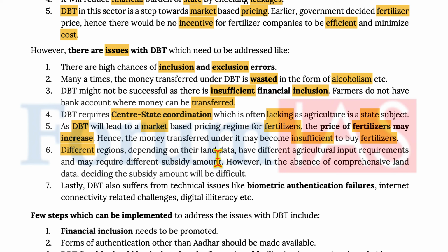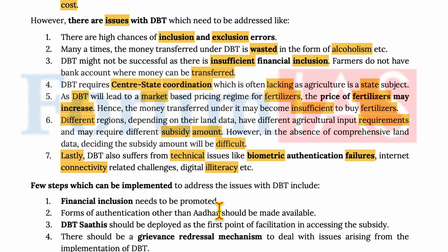Different regions, depending on their land data, have different agricultural input requirements and may require different subsidy amounts. However, in absence of comprehensive land data, deciding the subsidy amount will be difficult. Lastly, DBT also suffers from technical issues like biometric authentication failures, internet connectivity related challenges, and digital illiteracy, etc.